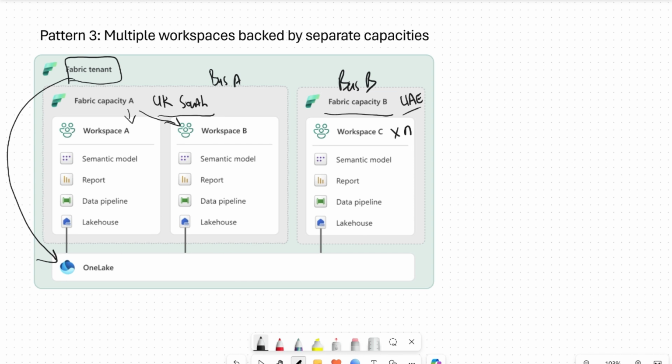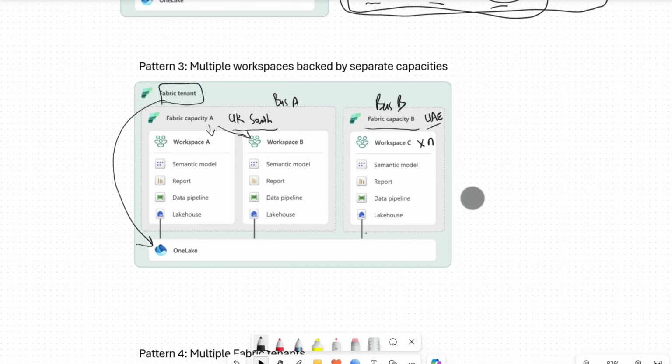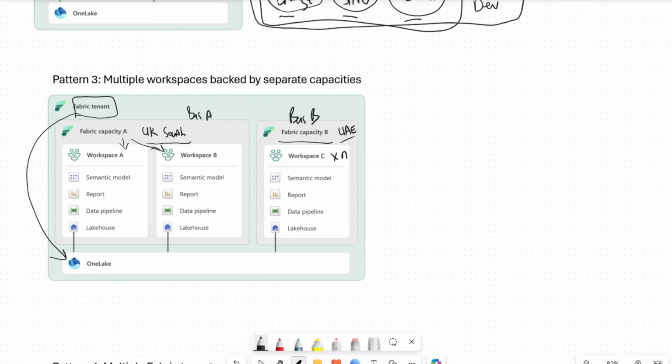It allows you to separate these concerns, and you can also use domains within Fabric, which are quite cool as well, to say, all right, this domain is for sales, and this domain is for department A and department B, whatever it is, and then you can assign those Fabric capacities as well to your domains. But this is pattern number 3, which is multiple workspaces backed by separate capacities.